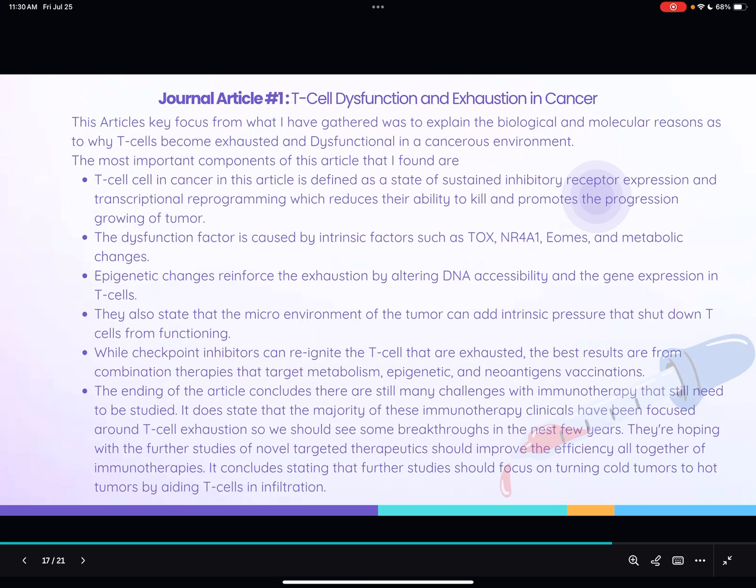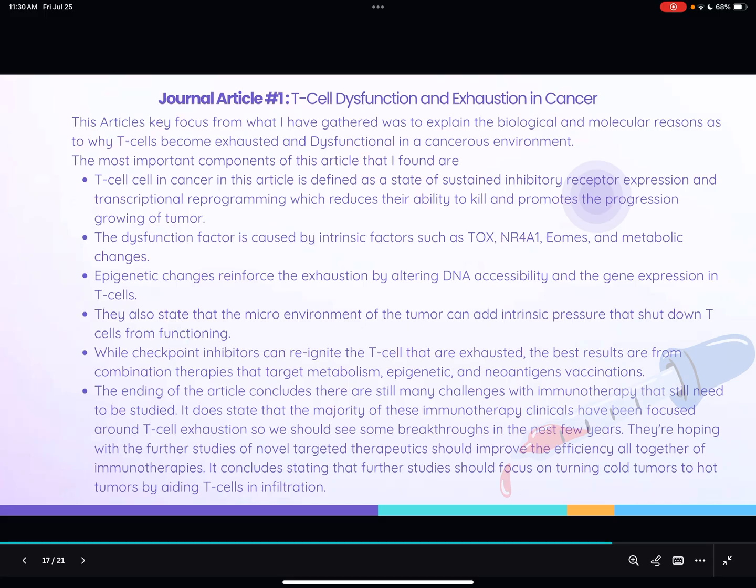So I did pull from two journal articles that I found, took their key points, not differences, just their key points, and I wrote them down just to explain this topic a little better and what their specific take was. The first article that I read was T cell dysfunction and exhaustion in cancer. This article's key focus was to explain the biological and molecular reasons as to why T cells become exhausted and dysfunctional in cancerous environments.